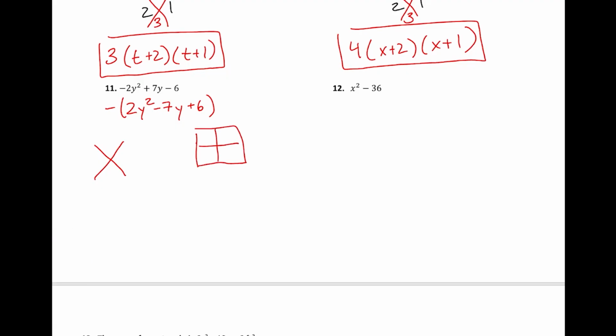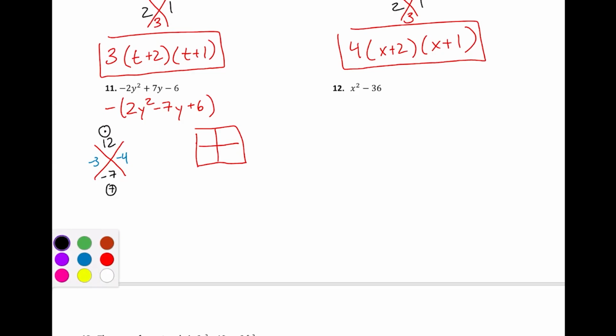So the number on top, now that I've taken out that negative 1, would be 2 times 6, which is 12. And the number on the bottom, what we're trying to add to, would be negative 7. Both numbers are going to have to be negative here if they add up to a negative but multiply to a positive. And the two numbers that'll work here are going to be negative 3 and negative 4.